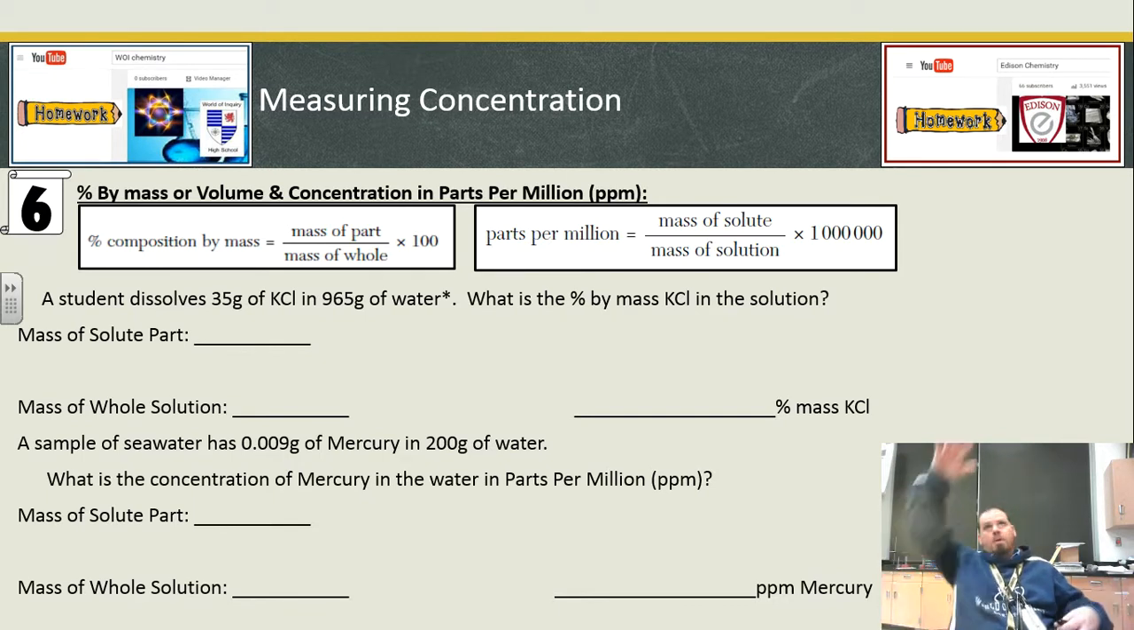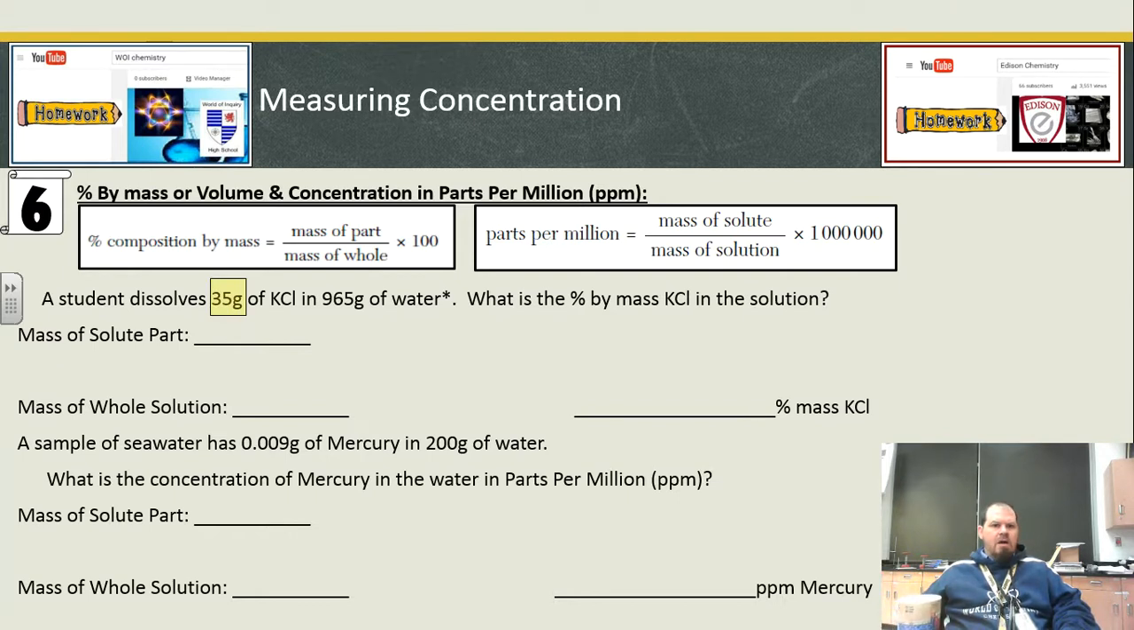A lot of liquid. All right, so now some percent by mass and percent by volume quick equations. These are pretty much the same thing. As a matter of fact, I don't think I do a percent by volume because it's the same as percent by mass. And then we do parts per million. So let's get to it.